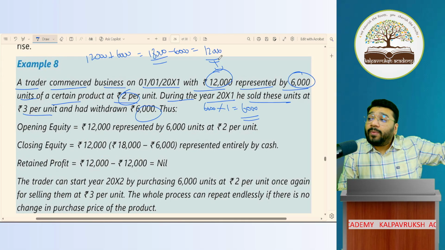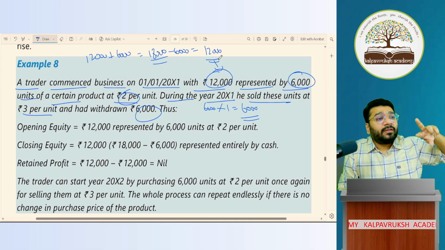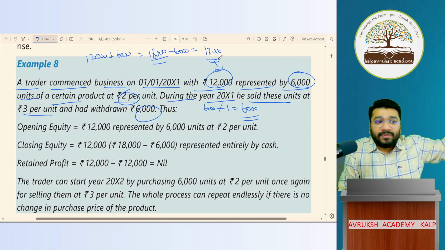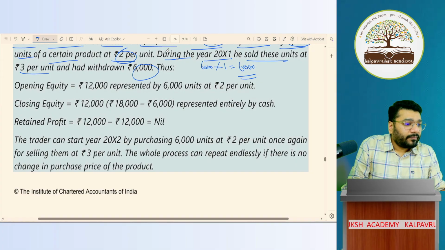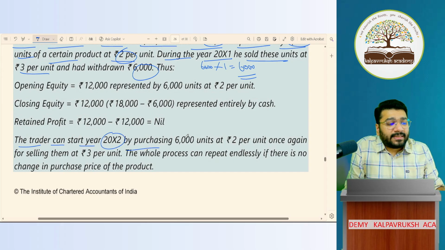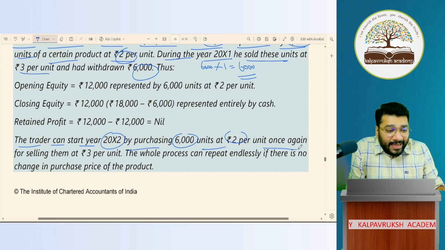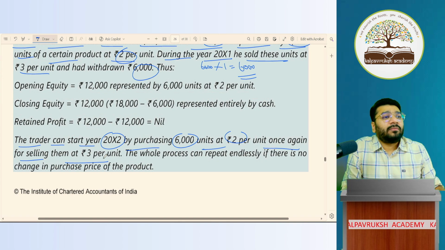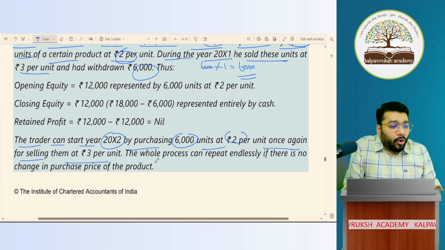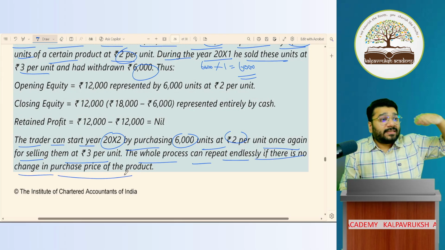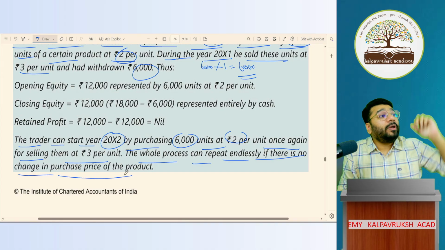What is the opening capital required in the next year? 12,000. Is there any profit that I can withdraw? No. The profit which is required is already withdrawn. The trader can start the next year by purchasing 6,000 units at 2 per unit once again and sell it for 3 per unit. So he will repeat the whole process continuously if there is no change in the price of the product. So this will continue if there is no inflation.